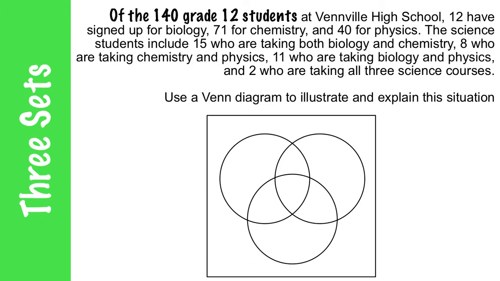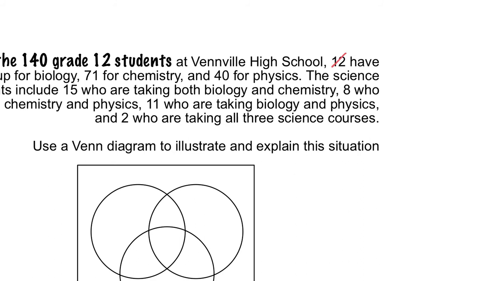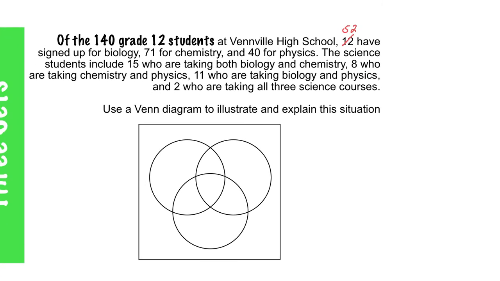And now an example with 3 sets. I have one typo to correct before I start. That 12 should be a 52. So of the 140 grade 12 students at Vennville High School, 52 have signed up for biology. We then have 71 signed up for chemistry and 40 for physics.